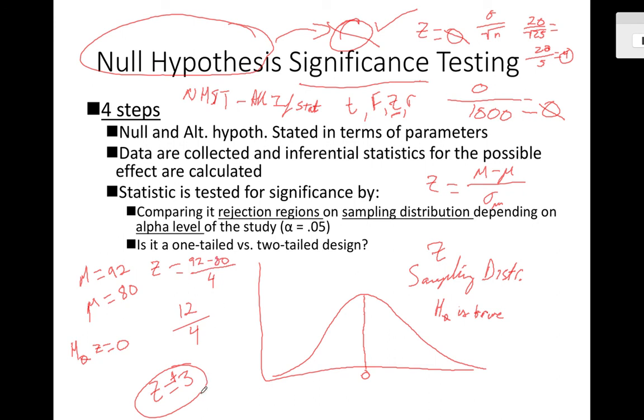I calculated a z-score equal to a value of positive 3. So now what I want to do is I want to know, is my value of a positive 3 extremely different from this value of 0?